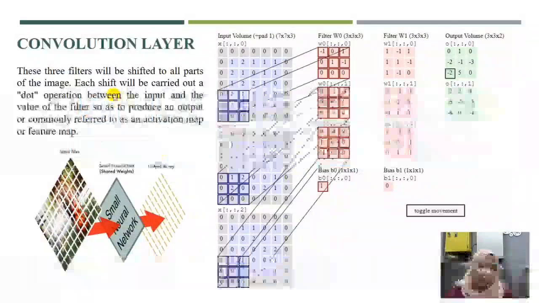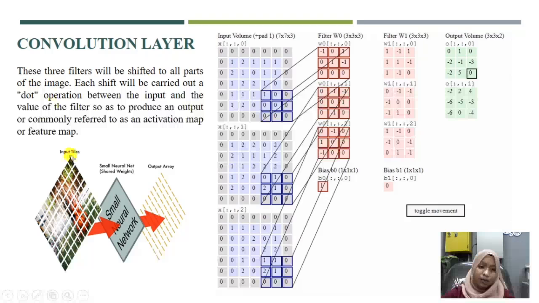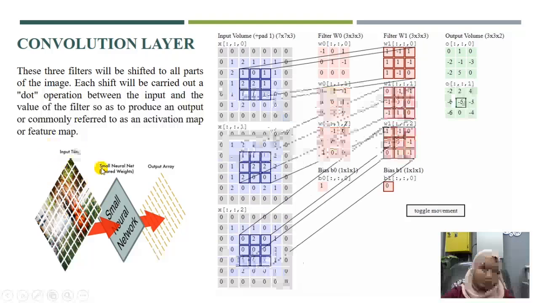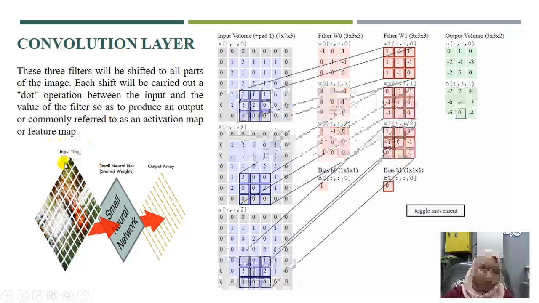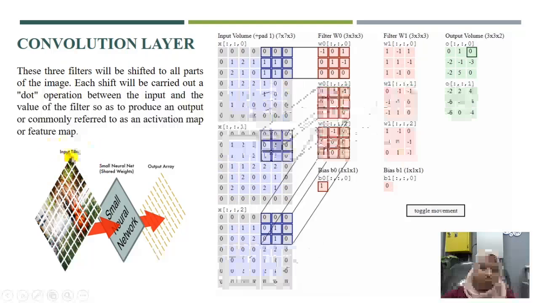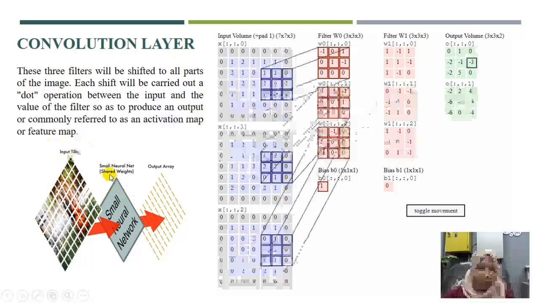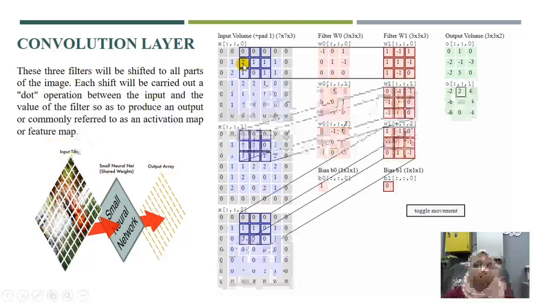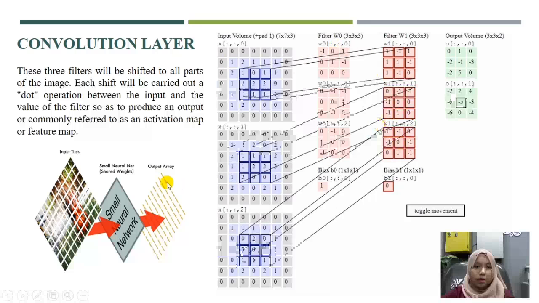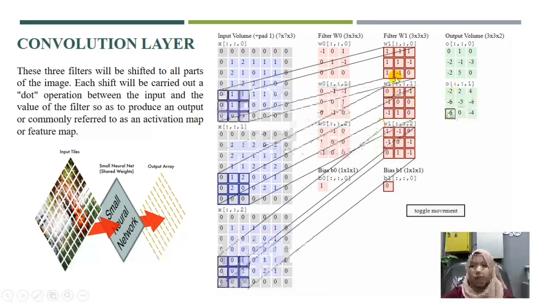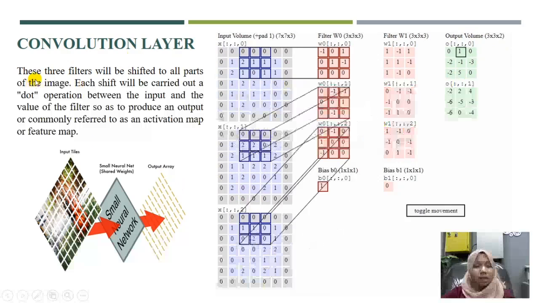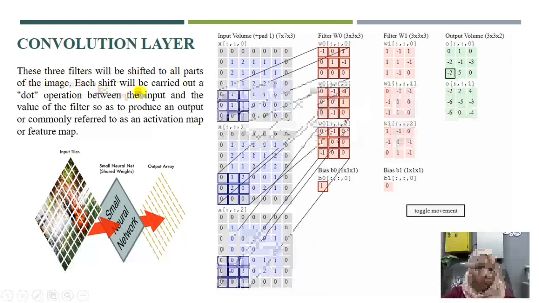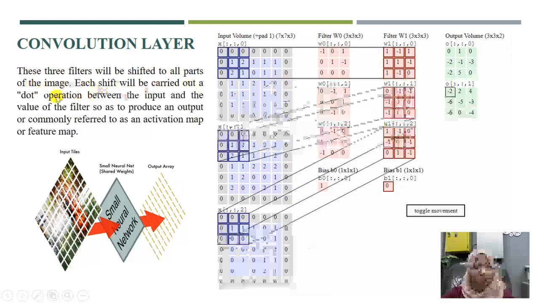Three filters will be shifted across all parts of the image. And this is an example of the convolution layer: first the input tiles, second a small neural net, and third the output array. And this is the process to get the output array, the output volume. Each shift will perform a dot operation.